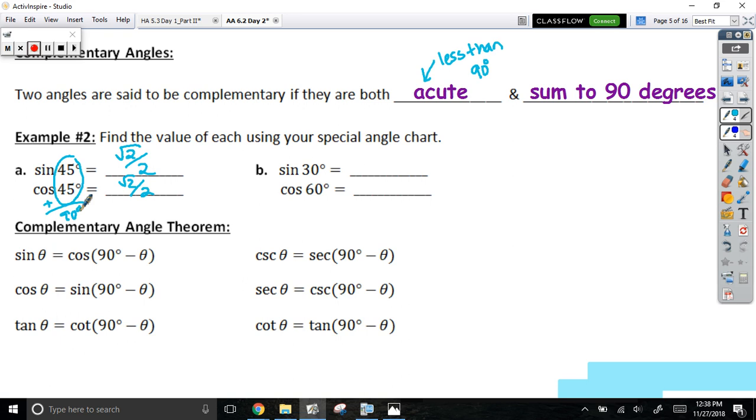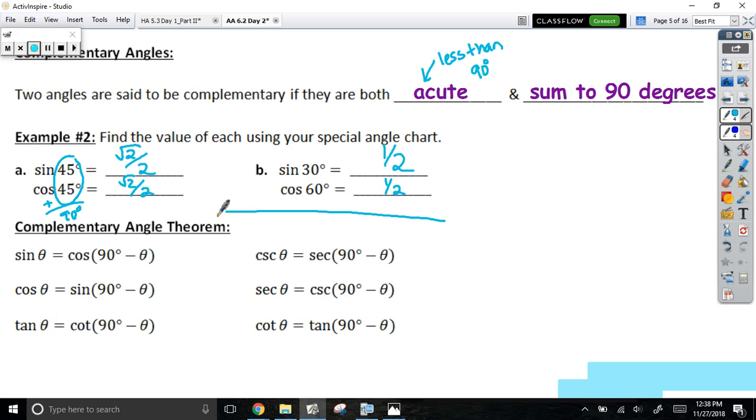Okay? Now notice the next ones, 30 plus 60 also gets us 90, so let's see if they also come out to be the same. So go to 30 on your chart, over to sine, we get 1/2. Go to 60, travel over to the cosine column, and we should see 1/2. Okay, so these are just like a little mini proof or explanation of why the theorems below work.